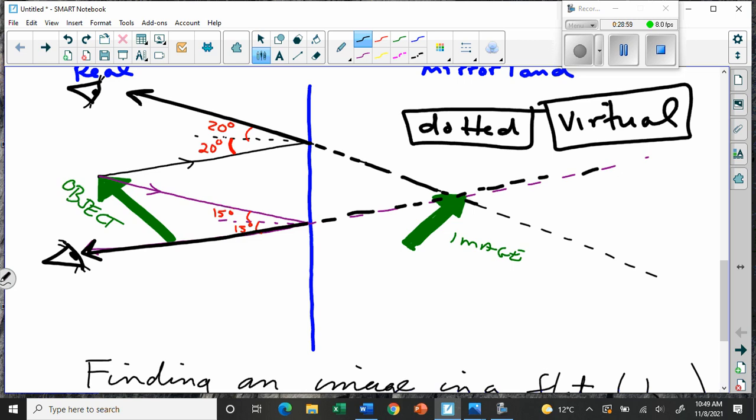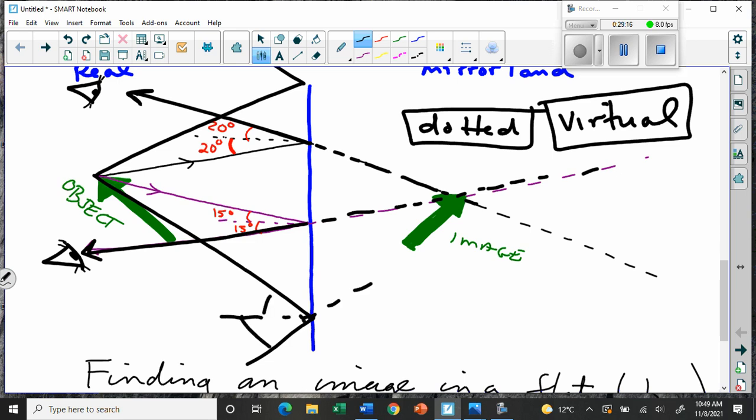And you find the image by picking any lines. It doesn't matter. I could have started with a ray going this way and bouncing that way. I could have done one that bounced down. Any two that you want. And you draw them with their normals and measure them properly, extend them backwards, and see where they meet. And that's where the tip of your arrow would be.